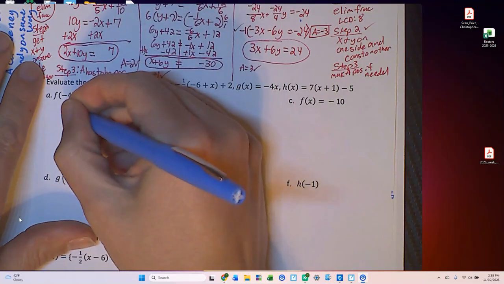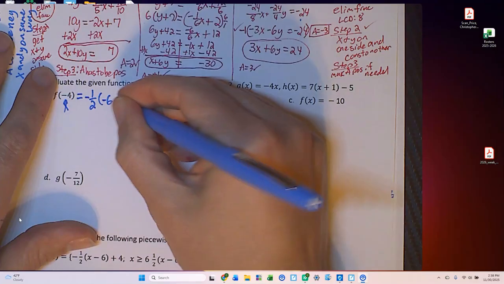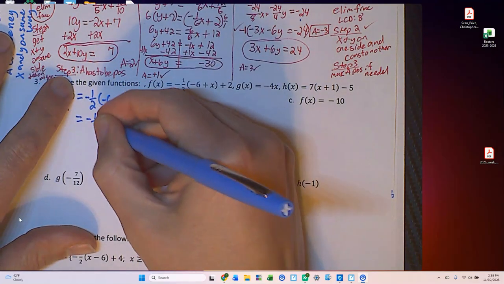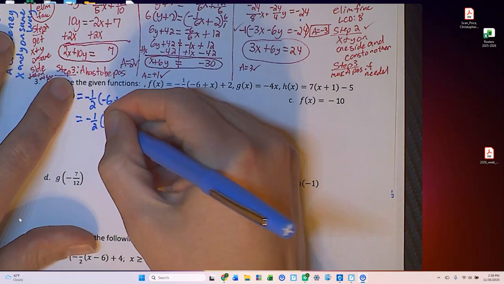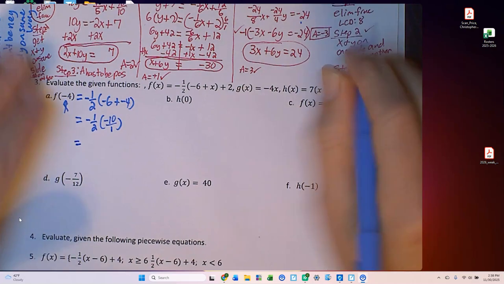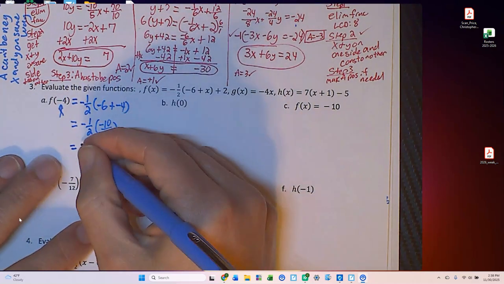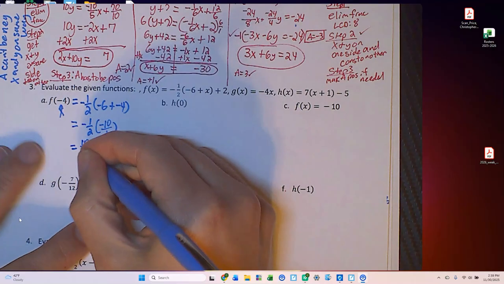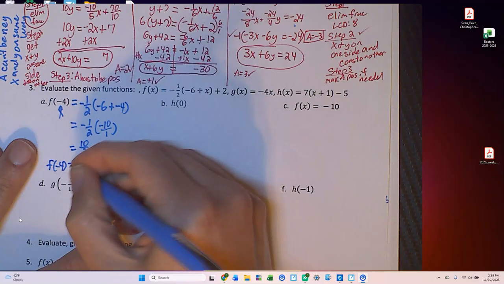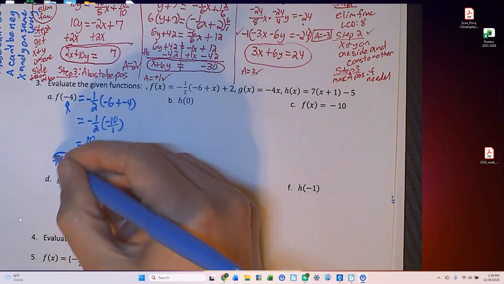So x is -4. I saw other teachers don't keep writing f of -4. I always do. 10 divided by 2. How does that relate to graphing?